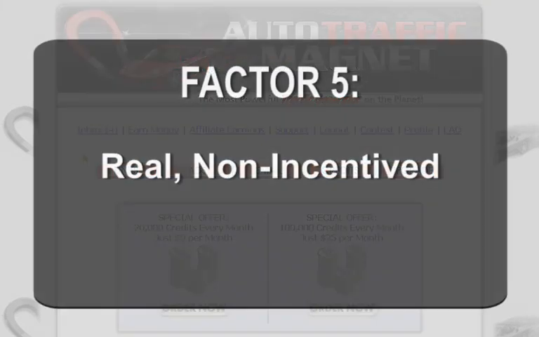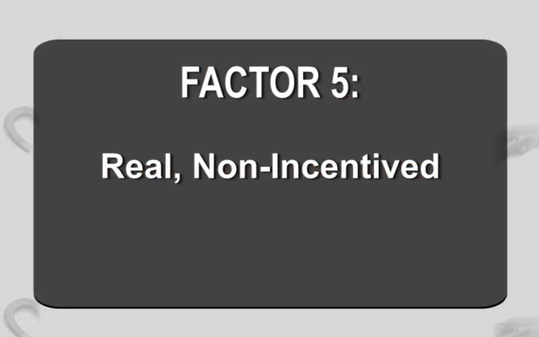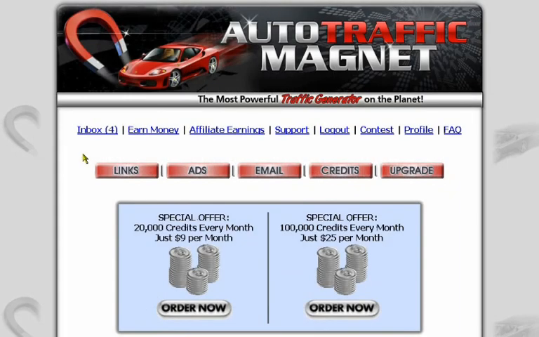Now, the fifth factor is that the traffic has to be real and non-incentivized. It's no good if someone's being paid to look at your ads. Well, all of this is completely real and non-incentivized traffic. What happens is when a member clicks on somebody else's link, it is an authentic visitor that's just going to that web page, and then they're seeing your ad, which is targeted to the same niche. So it's completely real, 100% authentic traffic.